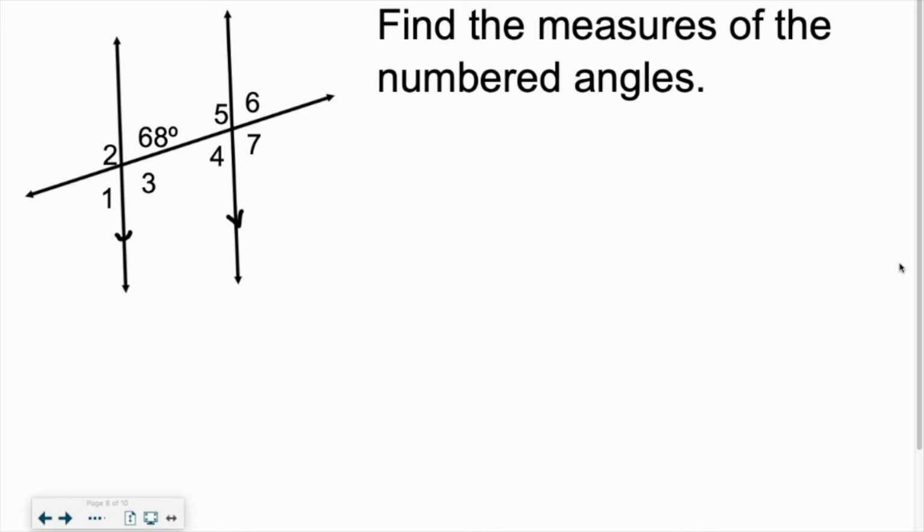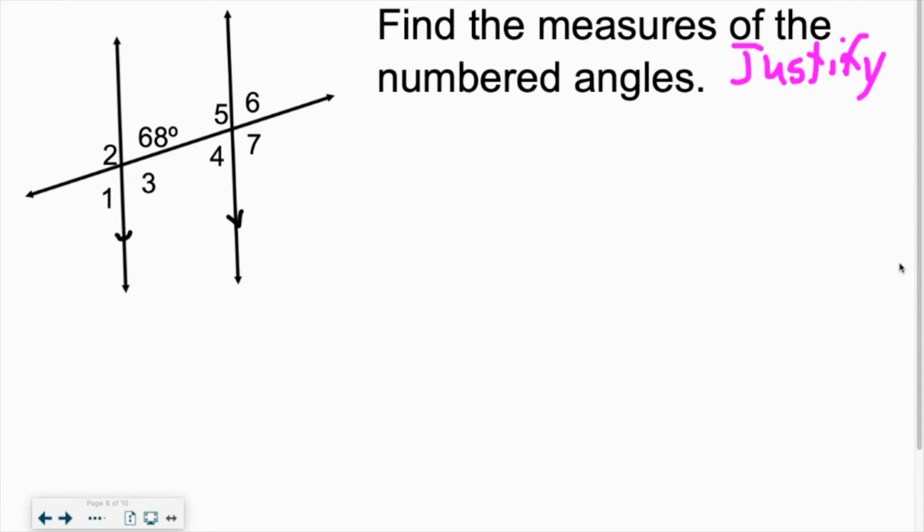Whoa, no, don't panic. Don't panic. Your answers are either 68 degrees or one other number. We just have to figure out which one is which. So find the measures of the missing angles. Now, it says up here of the numbered angles, but I'm also going to have us justify. I want us to explain why, explain our reasoning.